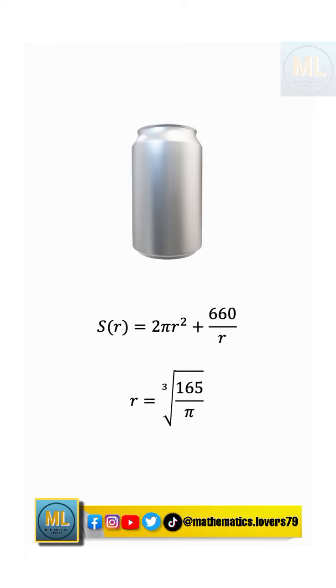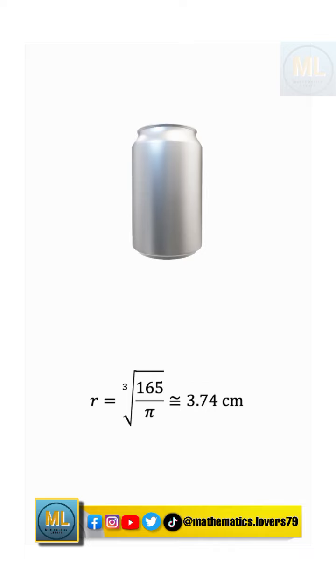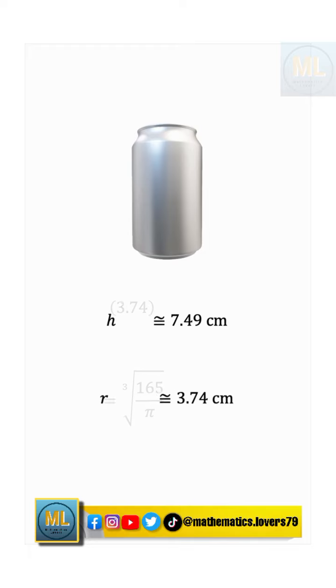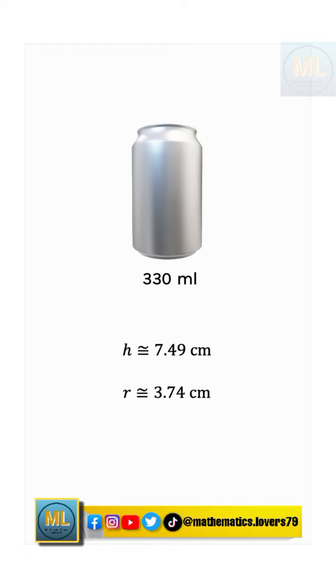This value is around 3.74 centimeters, and the height that corresponds to this ideal radius can be found using the relationship between the two dimensions. Plugging this value in, we get around 7.49 centimeters. So, the dimensions of this ideal cost-saving can are a height of 7.49 centimeters and a radius of 3.74 centimeters.